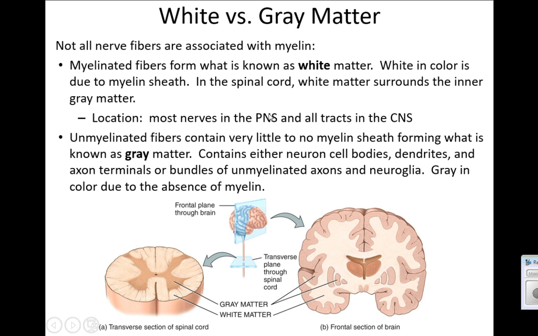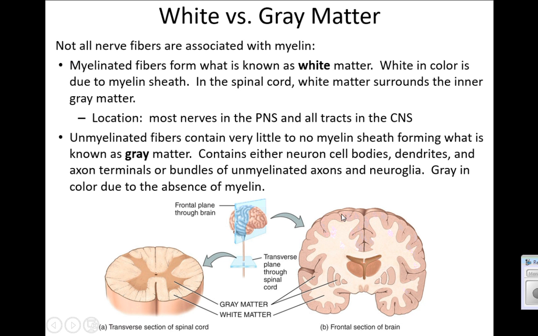Most of our nerves in our peripheral nervous system will be white matter. In our spinal cord and our brain, we call the white matter tracts, and we'll talk all about tracts later this week. The unmyelinated fibers, which have very little to no myelin, form the gray matter. It forms an H in our inner spinal cord and a shell in our brain.